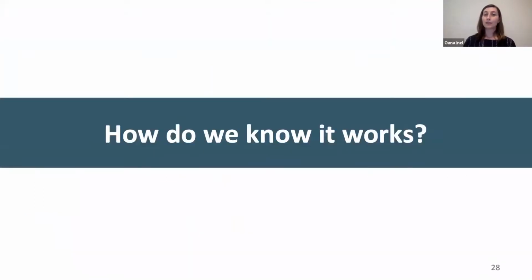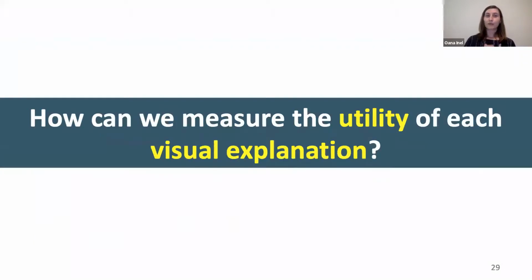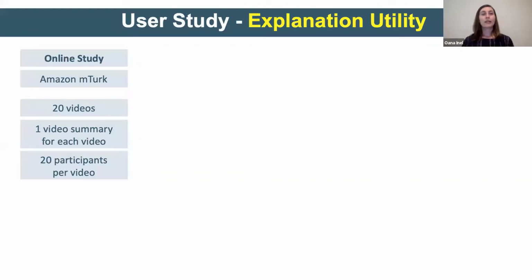Now that we have a methodology for generating transparent visual explanations, how do we know that our approach actually works? First, we focus on measuring the utility of each visual explanation to help people assess the representativeness of video summaries with regard to the original video. We do this in an online user study on Amazon Mechanical Turk. We use 20 videos and one of their summaries of 10 seconds. Each pair of video and video summary was annotated by 20 participants.